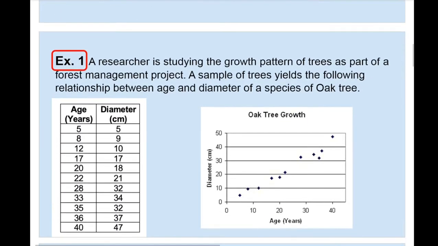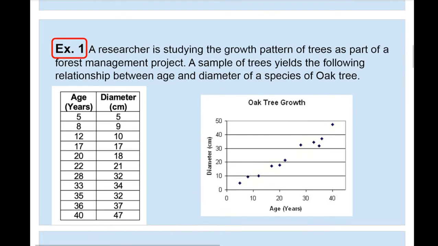A researcher is studying the growth pattern of trees as part of a forest management project. A sample of trees yields the following relationship between age and diameter of a species of oak tree. We see the table here, the age and diameter are our X and Y values, and we see a scatter plot that has been made. Now we're going to do the same thing. We are going to create a scatter plot using technology, specifically Desmos.